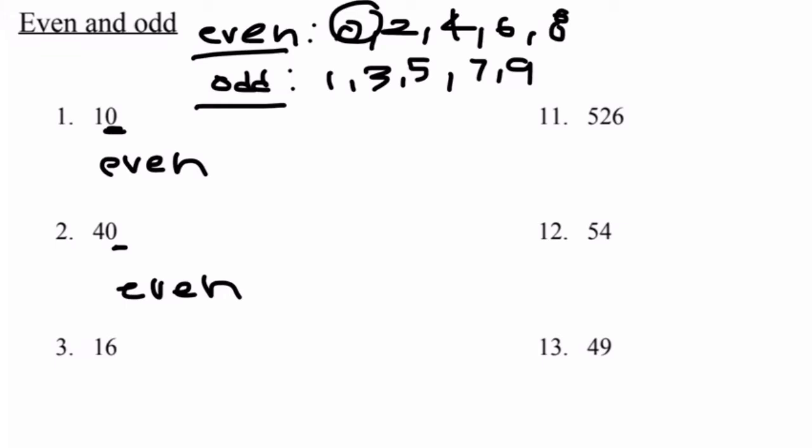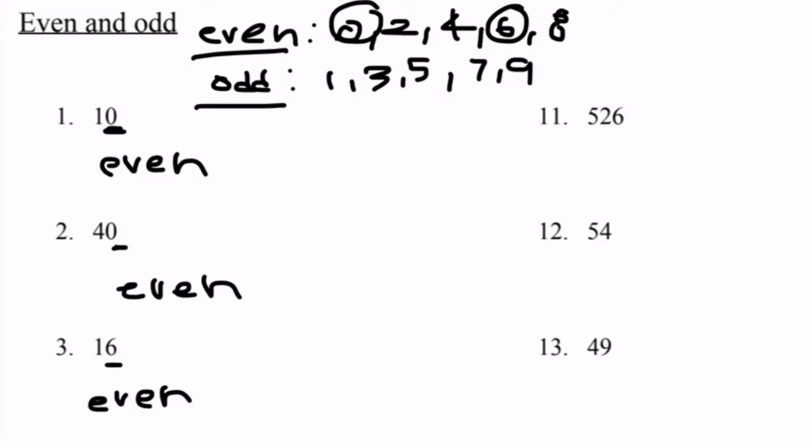Number 3, 16. They give us a number. 16 ends with 6, and 6 is part of our evens list. Therefore, 16 is even. Another way to check whether a number is even or odd is to determine whether the number is divisible. 16 is divisible by the numbers 2 and 8. As a result, it is even. If it's not divisible, that means the number is odd.